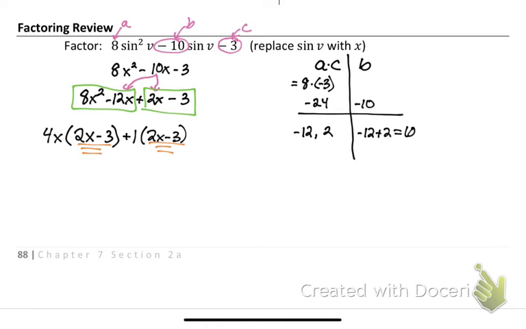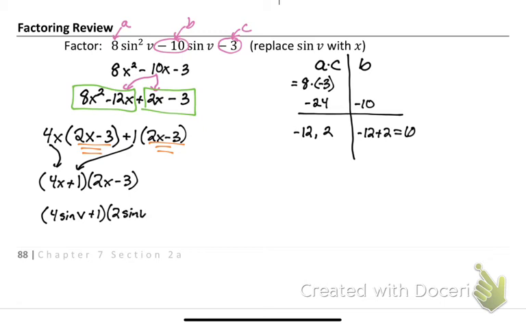Now we're going to do a very mathematical term, and it's called smoosh together the 4x and the 1. I will explain why we can do this in a second. So we have 4x plus 1 times 2x minus 3, and this is now fully factored. Now I'm just going to replace my x's with the sine of v, and we'll have 4 times sine v plus 1 times 2 sine v minus 3.